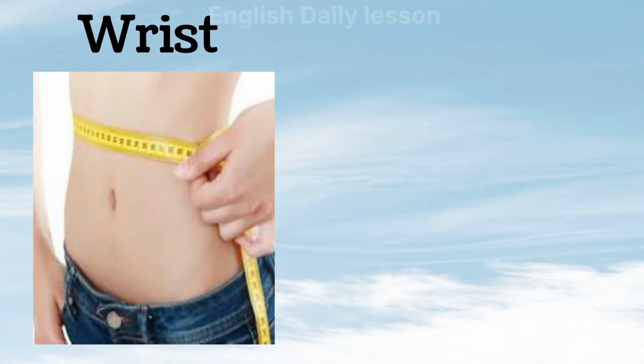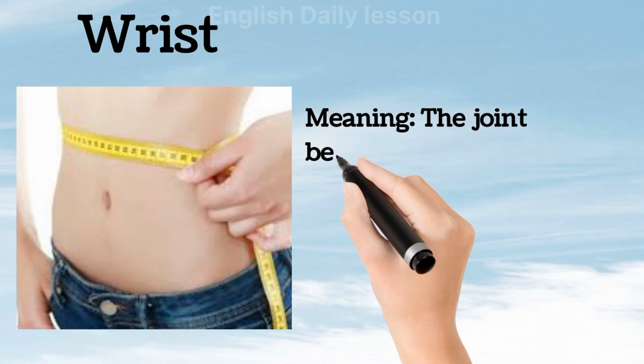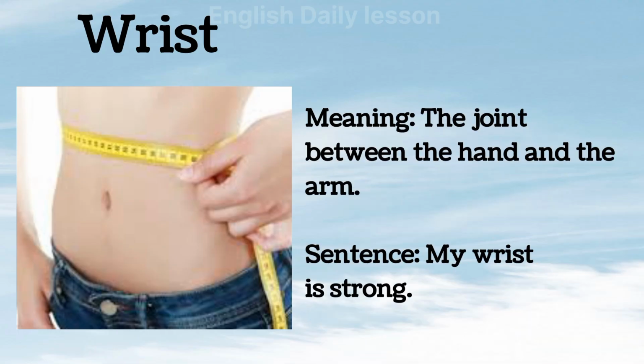Wrist. Meaning, the joint between the hand and the arm. Sentence: My wrist is strong.